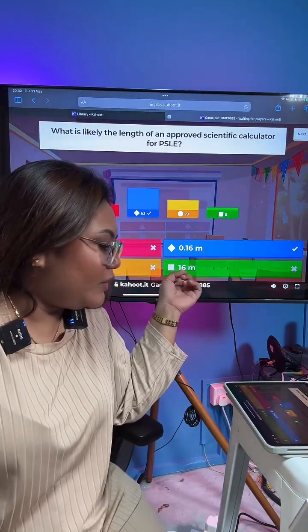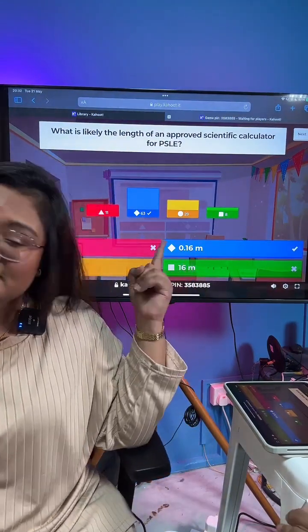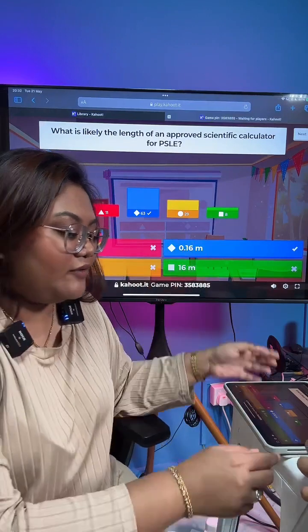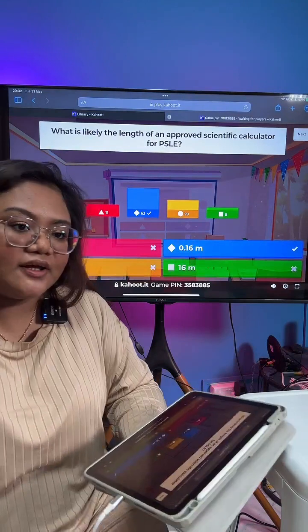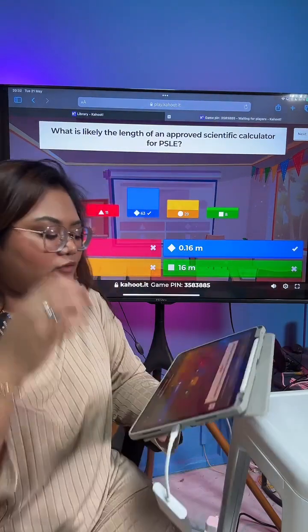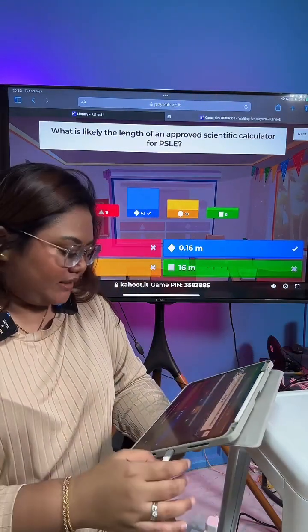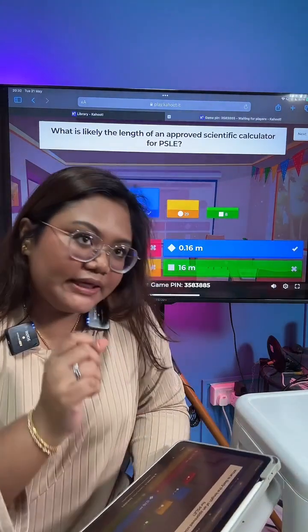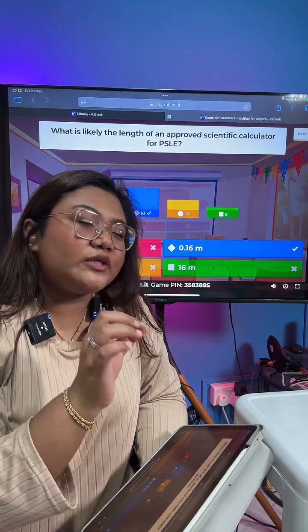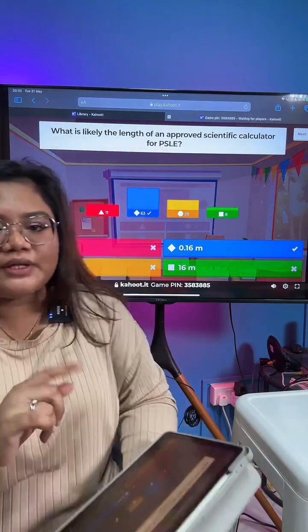This one, some of you are saying, what kind of math question is this? This is very related to your real life, right? Very related to real life. The answer is the blue one, 0.16 meters. This came out in one school's 2023 prelim paper.